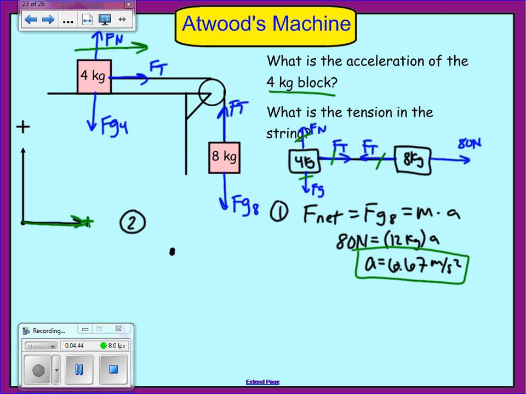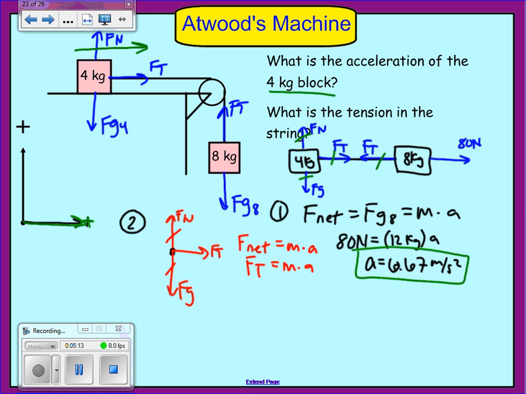Okay, so I draw my force diagram again for the 4 kilogram block. It's force of gravity going down, normal force going up, and then tension force moving to the right. So when I think about the net force acting on the 4 kilogram block, what force is contributing to the net force? Well, normal and gravity don't, because they cancel each other out. It's an equilibrium in the y. So really it's just tension that's contributing to the net force. And that's perfect because that's actually what we're going to solve for.